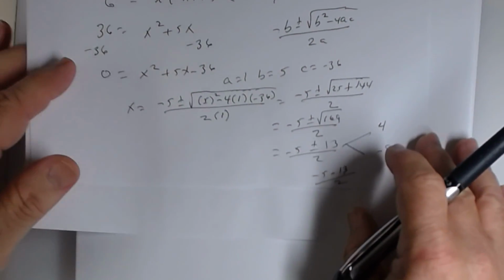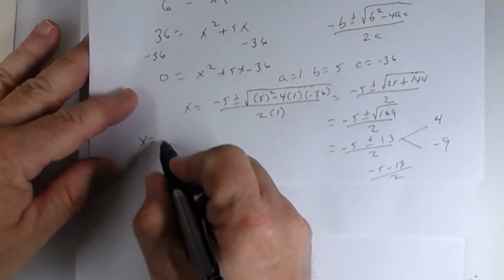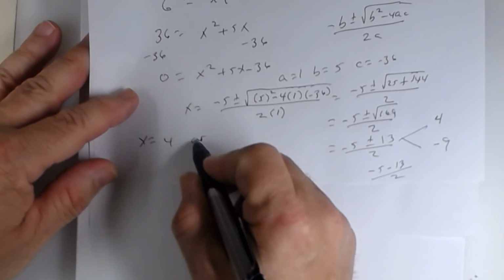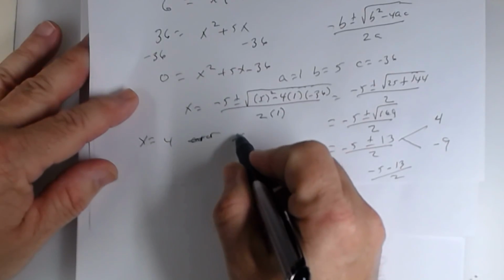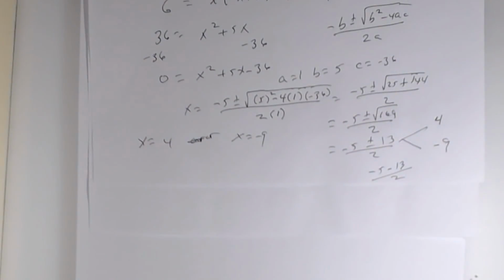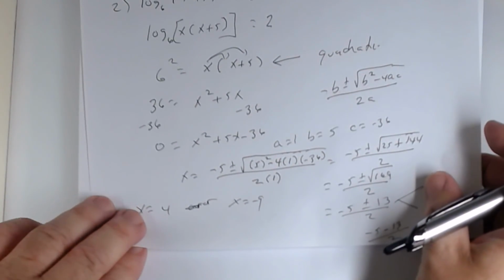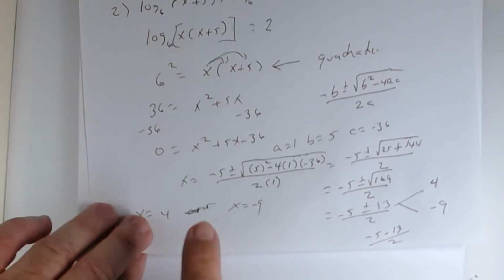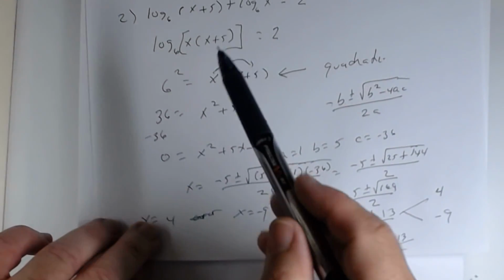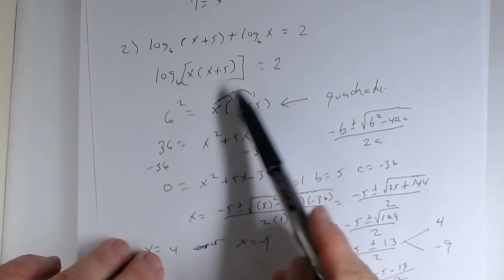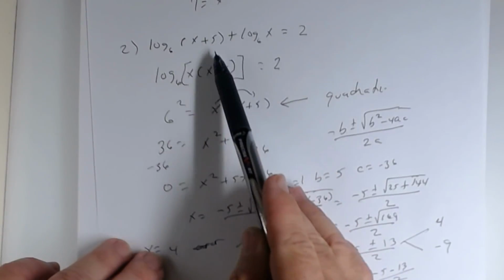So what I'm saying is that x is 4, or x is -9. It can be both of them, it can be one of them, or none of them could work. You have to check it. And all you have to do is just check the argument. Go back to the original, though. Don't go back to anything else down here. You've got to go back to the original.